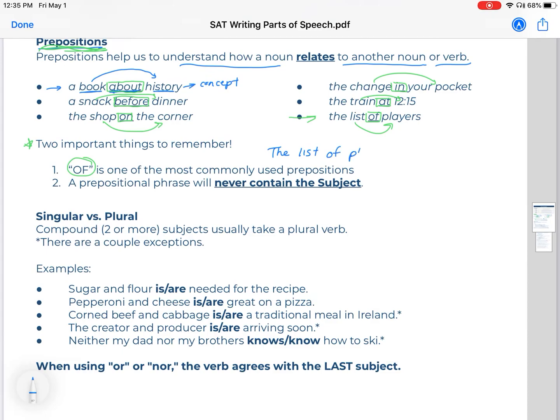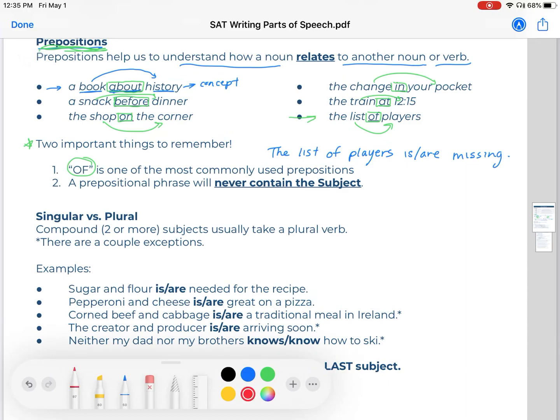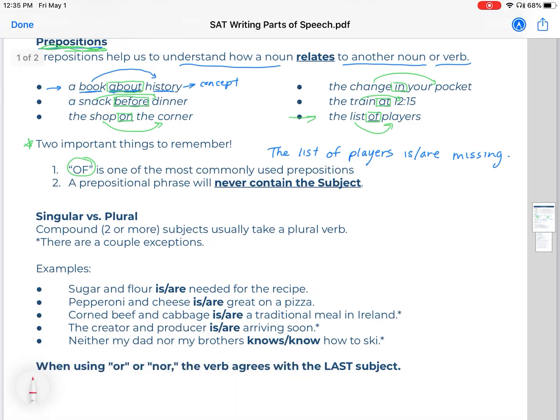of players. Now, what a lot of SAT and ACT questions ask us about is what is the proper verb here? Should I use is or are to make this sentence correct? Now, if we just read this, the list of players is missing or the list of players are missing. If you read it really quickly, or let's say you don't know about prepositions, you might think that players is actually our subject. And players is plural because of the S at the end. So we might pick are as our verb, right?